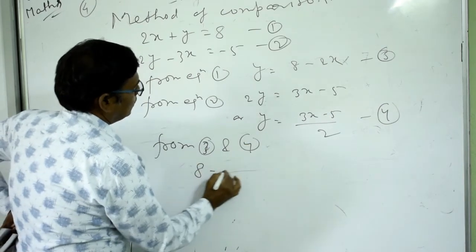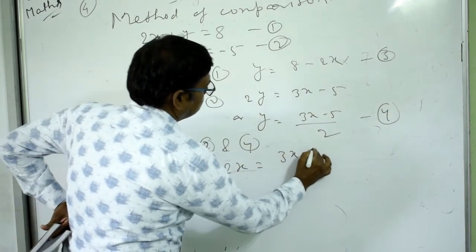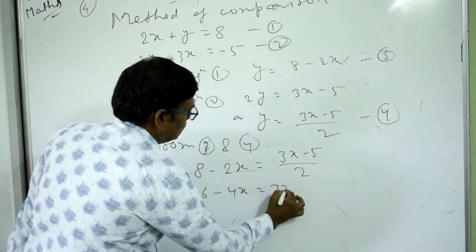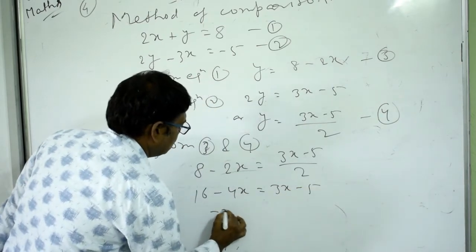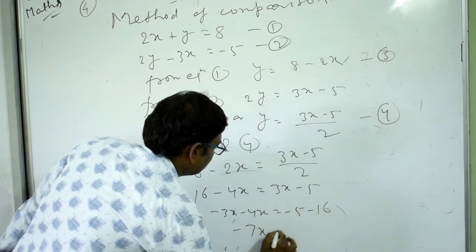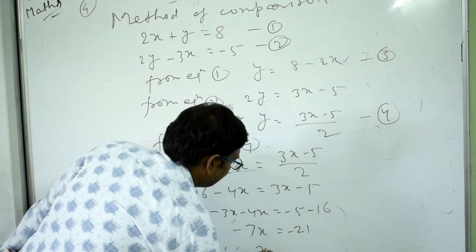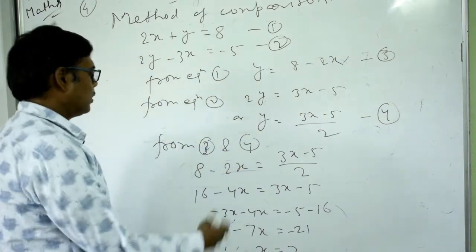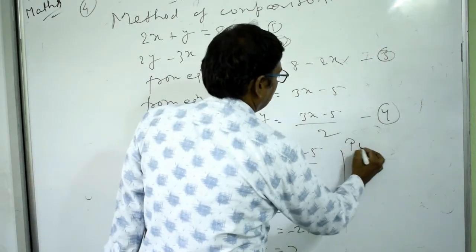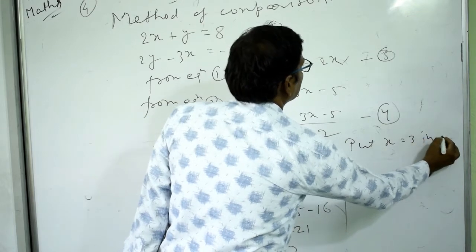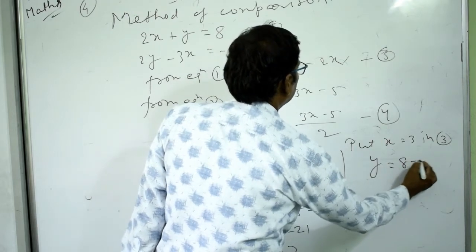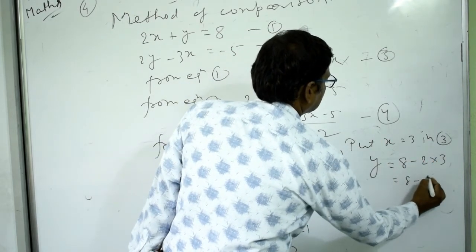So from 3 and 4 you have 8 minus 2x is equal to 3x minus 5 by 2, and then solve this. 16 minus 4x equal to 3x minus 5, and then minus 3x minus 4x equal to minus 5 minus 16, that is minus 7x equal to minus 21. So you have x equal to 3. Then put the value of x in equation 3, so you will get y equal to 8 minus 2 into 3, that is 8 minus 6 equal to 2.